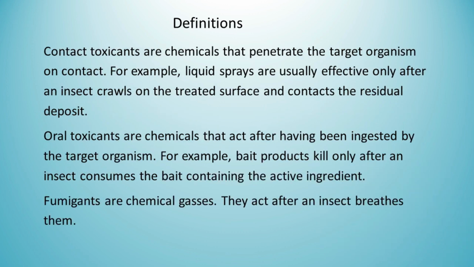Definitions: contact toxicants are chemicals that penetrate the target organism on contact. For example, liquid sprays are usually effective only after an insect crawls on the treated surface and contacts the residual deposit. Oral toxicants are chemicals that act after having been ingested by the target organism. For example, bait products kill only after an insect consumes the bait containing the active ingredient. Fumigants are chemical gases. They act after an insect breathes them.